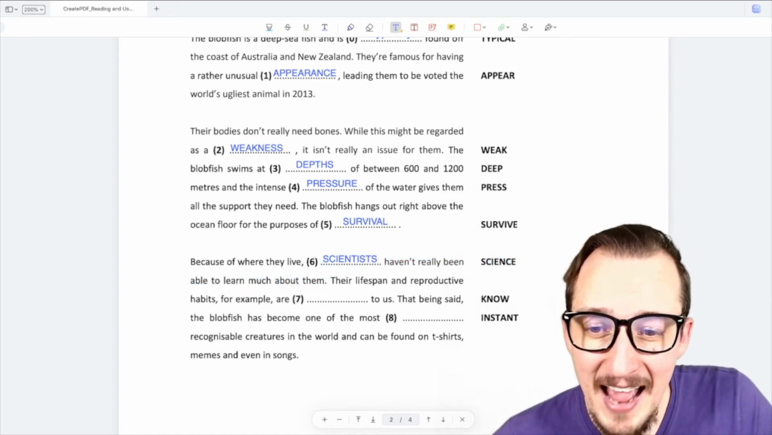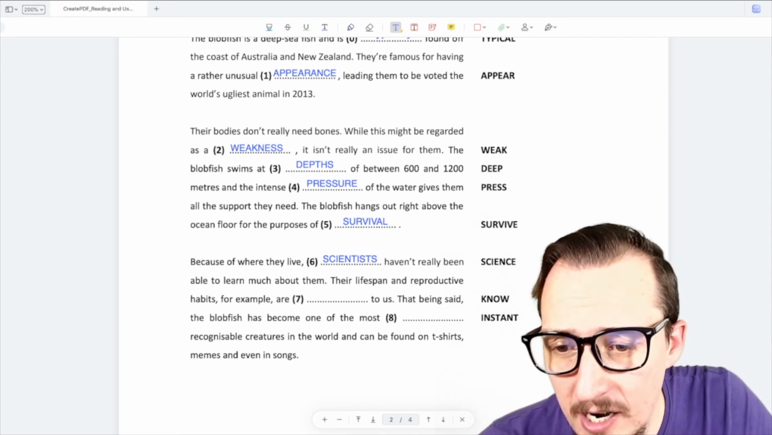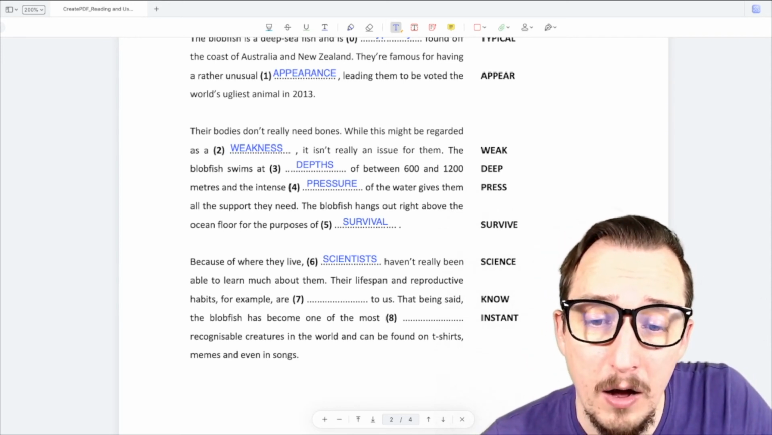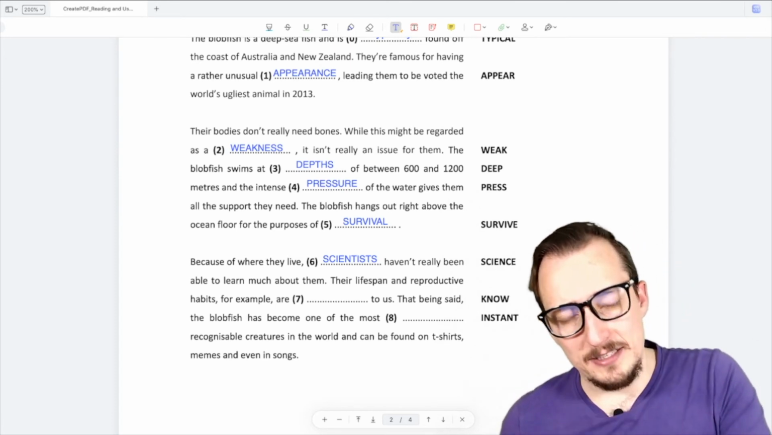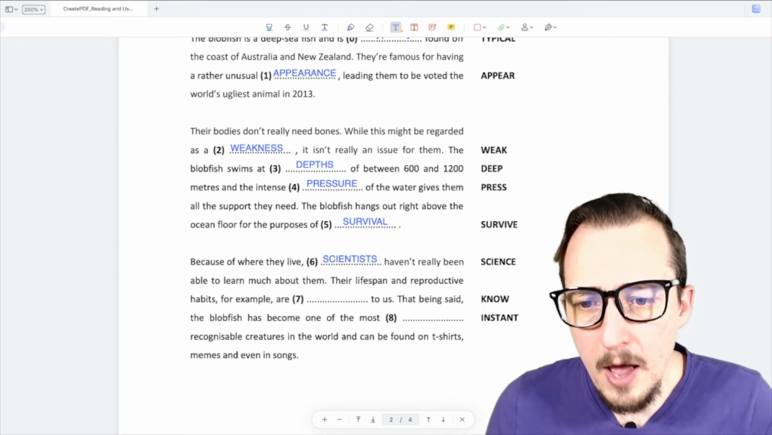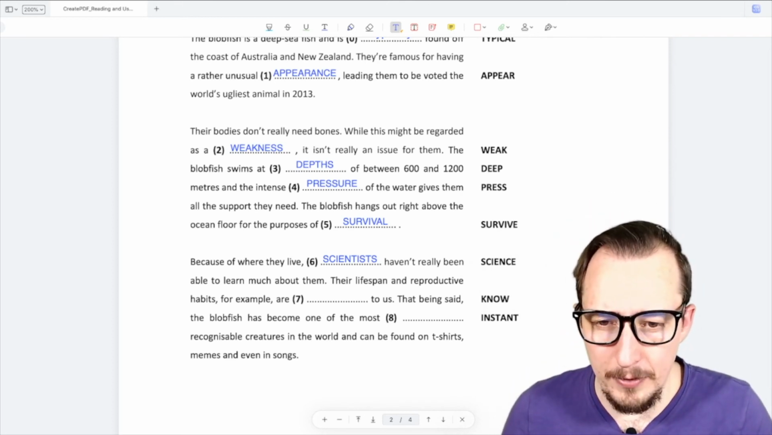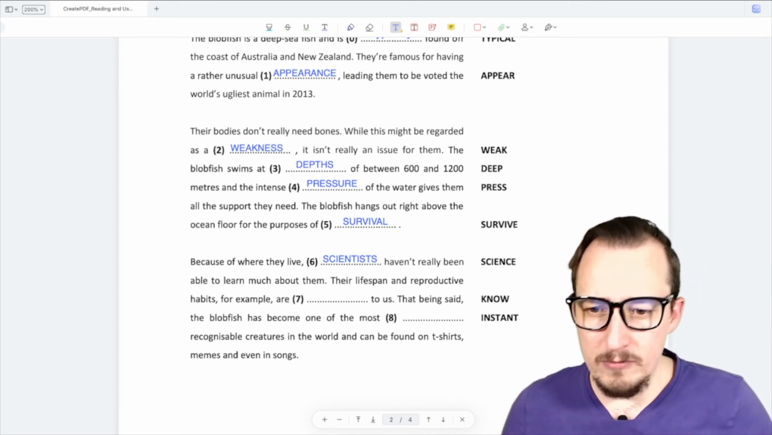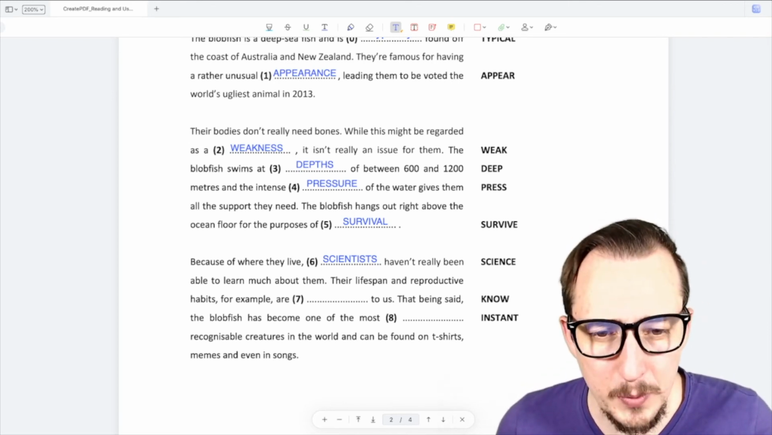Question 7, and the text continues. Their lifespan and reproductive habits, for example, are gap to us. Okay, so this looks like it's connected back to the first sentence. So let's consider those two sentences as a whole. Because of where they live, scientists haven't really been able to learn much about them. Their lifespan and reproductive habits, for example, are gap to us.